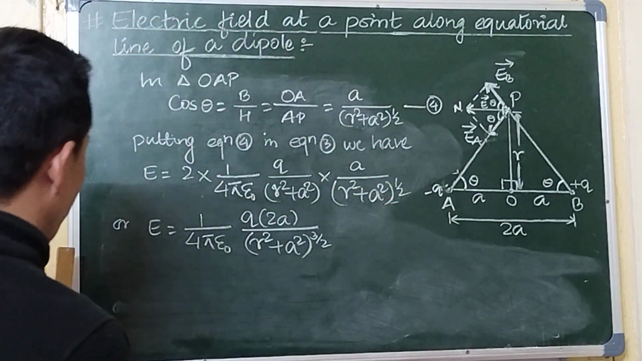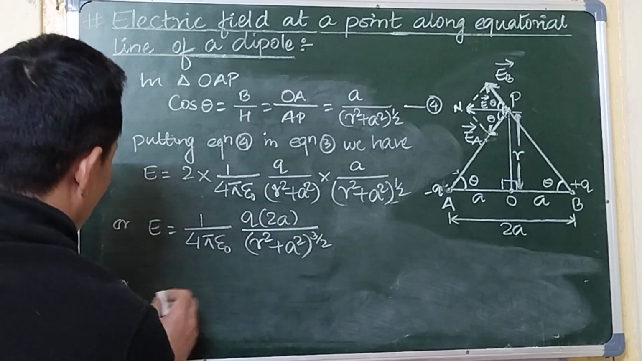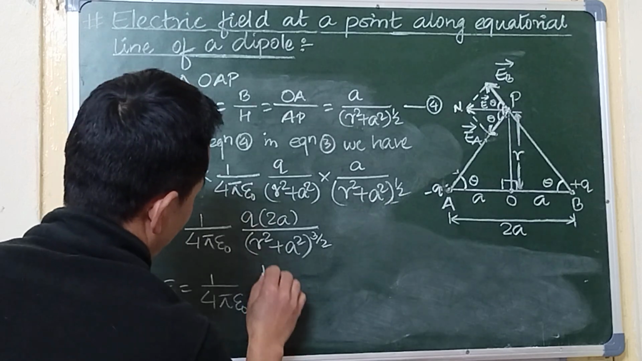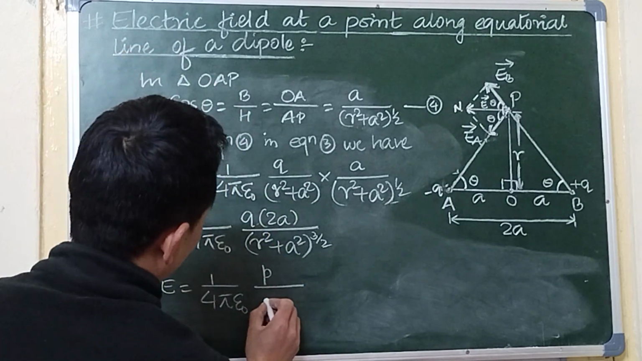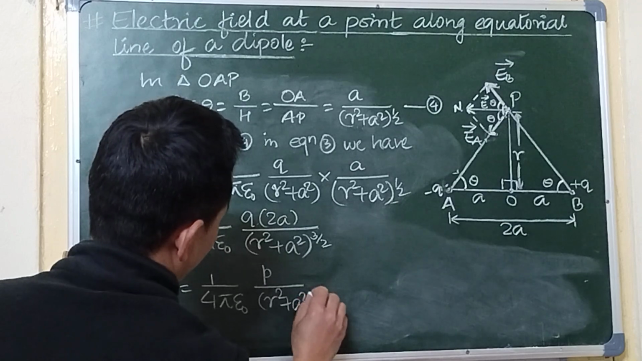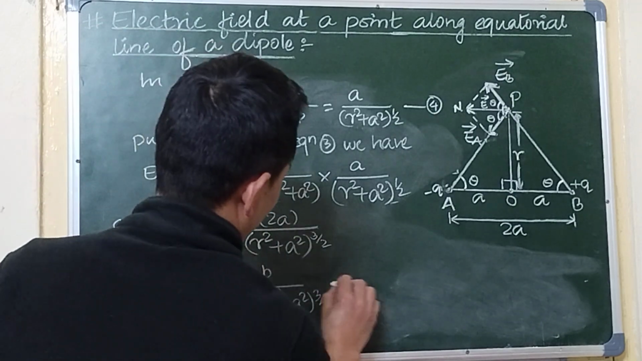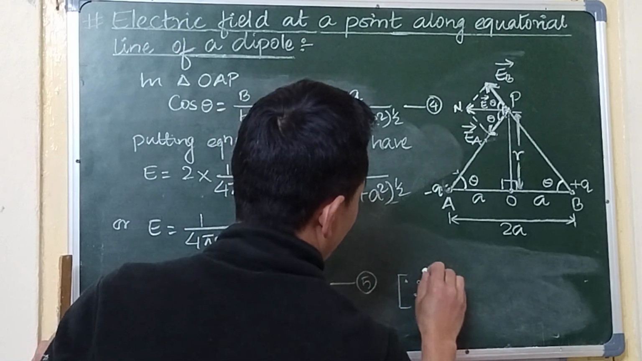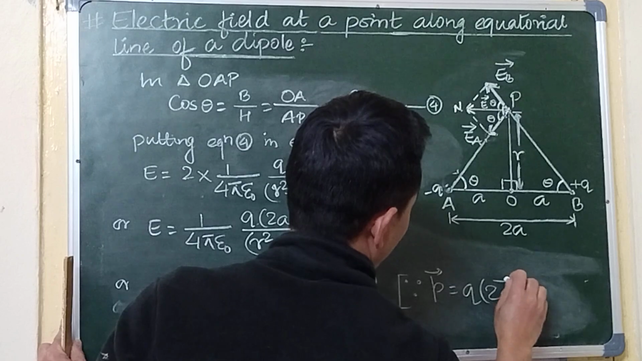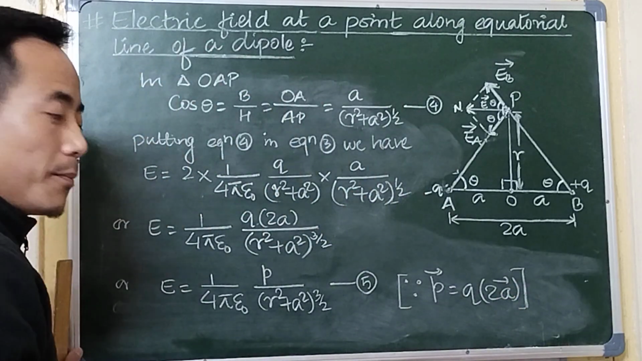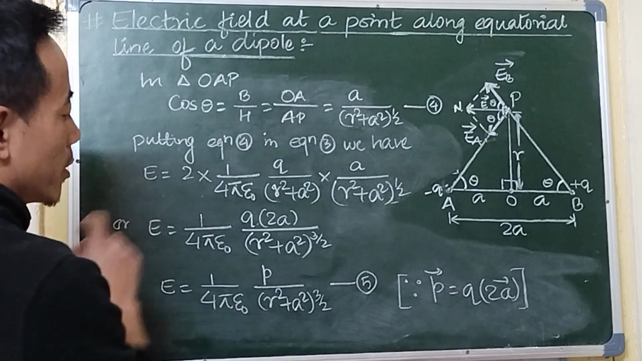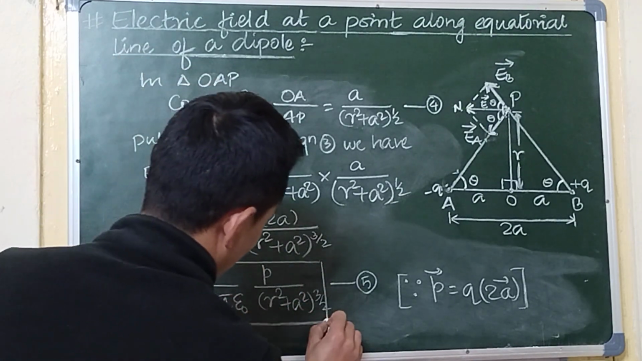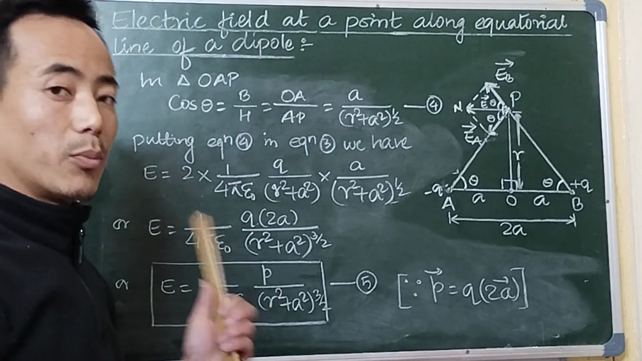Now in the numerator we have the product Q into twice A, which is nothing but the dipole moment. So we replace it with P divided by R square plus A square to the power 3 by 2. Let this be equation number 5, where we have used P is equal to Q into twice A, which is the electric dipole moment. So instead of Q into twice A, we have written P. This is one equation for the electric field along the equatorial line of the dipole.